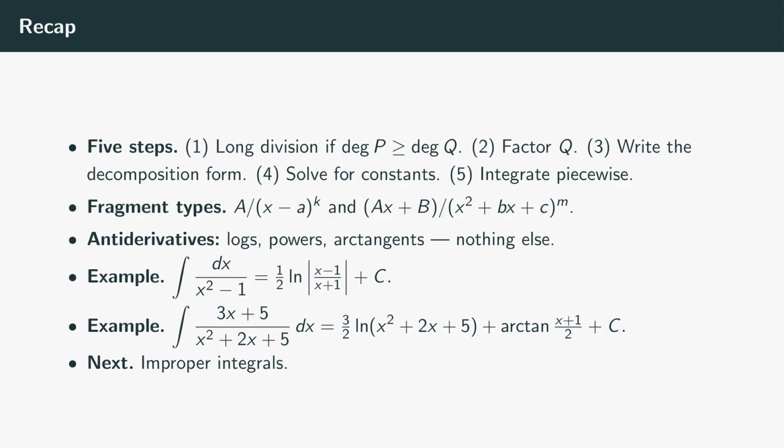Recap. 5-step procedure. Step 1, check degrees. Polynomial long divide if needed to get to a proper fraction. Step 2, factor the denominator over the reals into linear factors and irreducible quadratic factors. Step 3, write down the decomposition with unknown constants, 1 constant per linear factor power, 1 linear numerator per quadratic factor power. Step 4, solve for the constants by cover-up or matching coefficients.